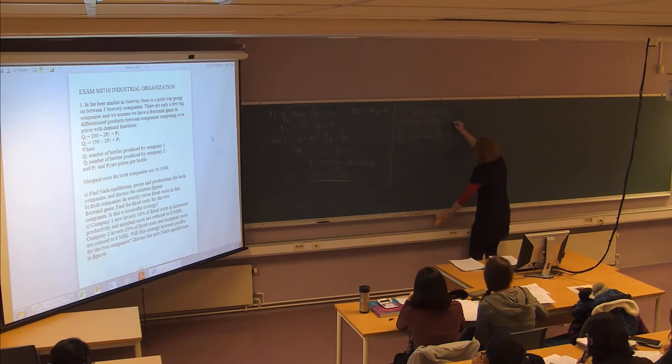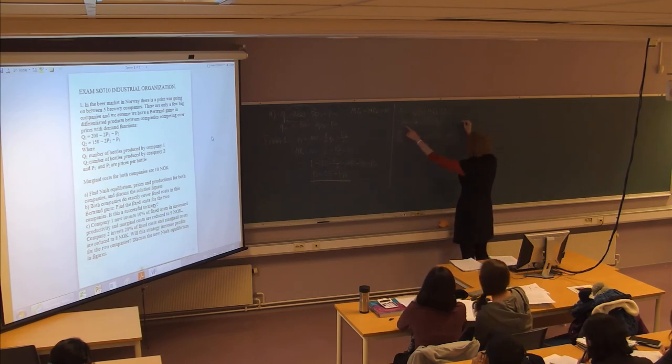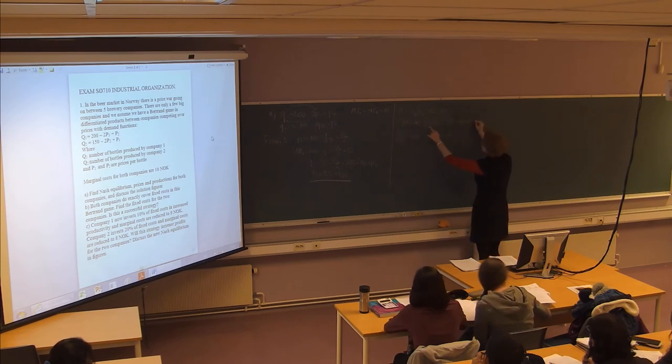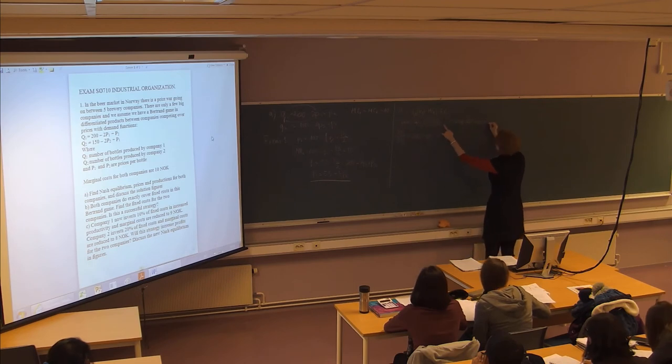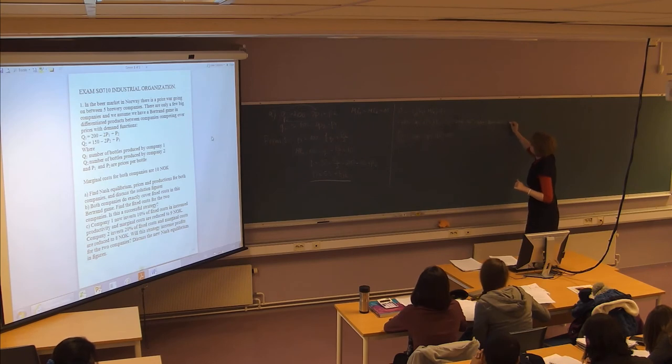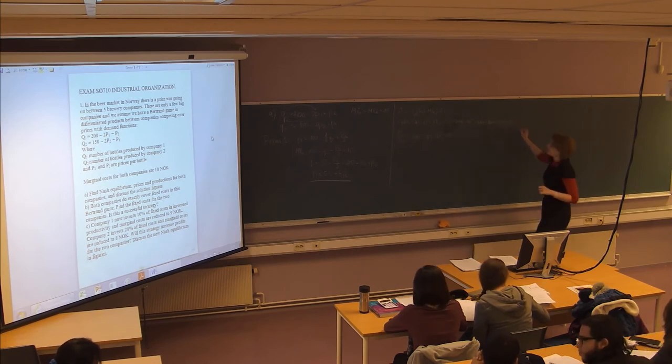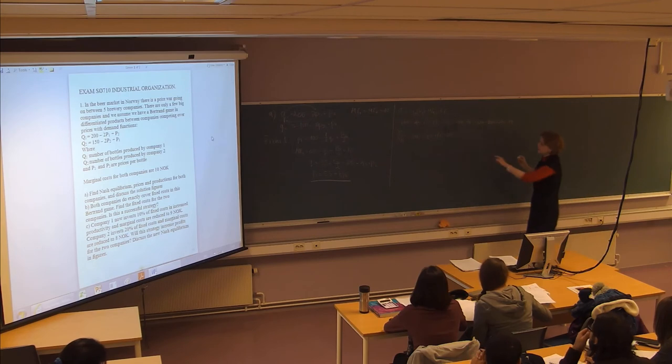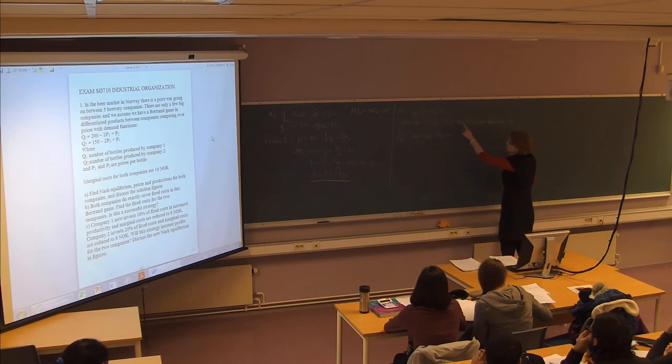I can actually write more. 200 p1 plus 2 p1 squared plus p2 p1 minus 2000 plus 20 p1 and plus minus 10 p2, right? Now look, I go and take the derivative with respect to p1.